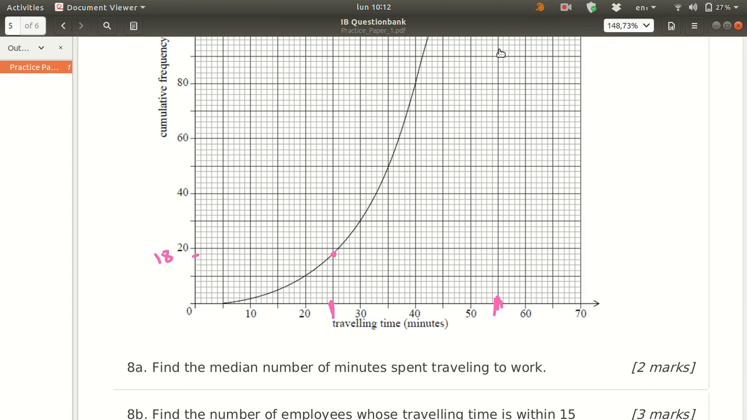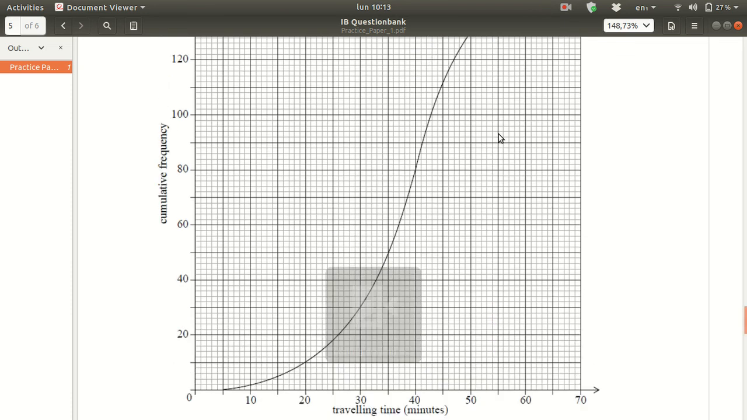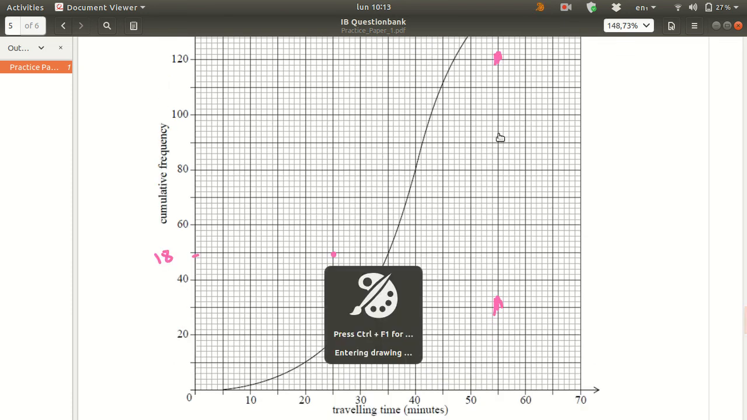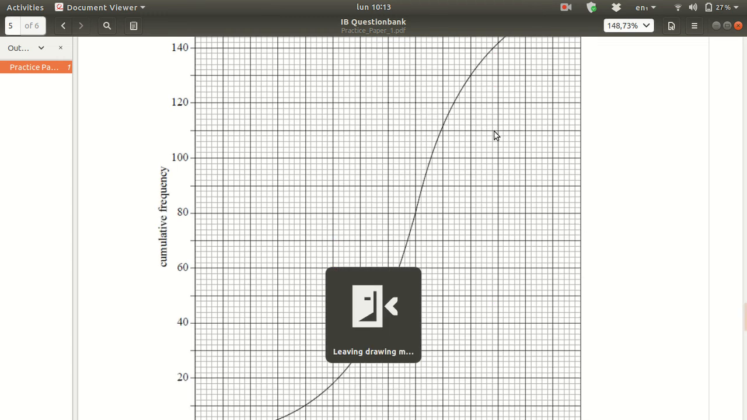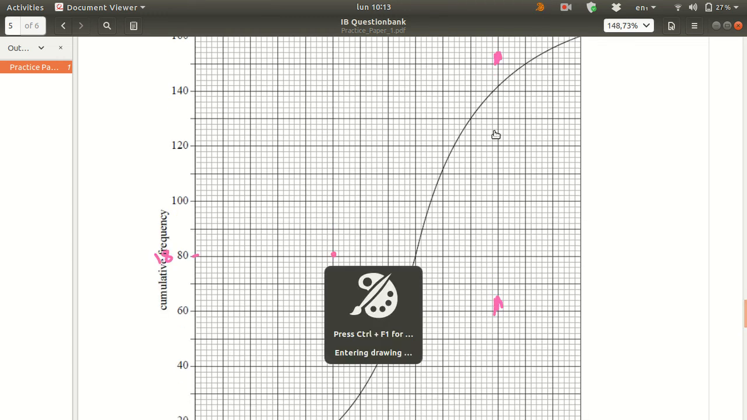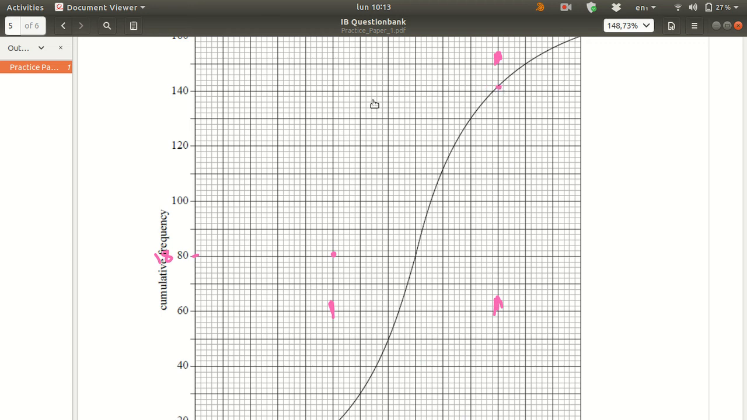And for 55, we need to go up a little bit more. For 55 it would be here, which is 142. So 142 minus 18. 12 minus 8 is 4. 3 minus 1 is 2, and 1, so 124.